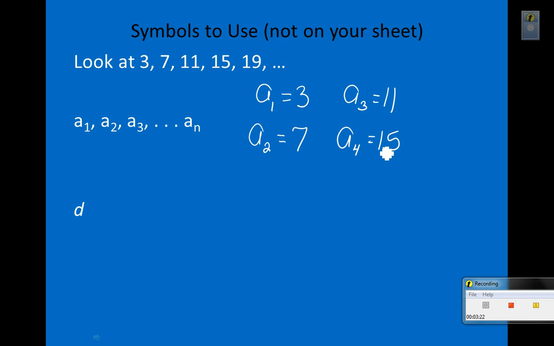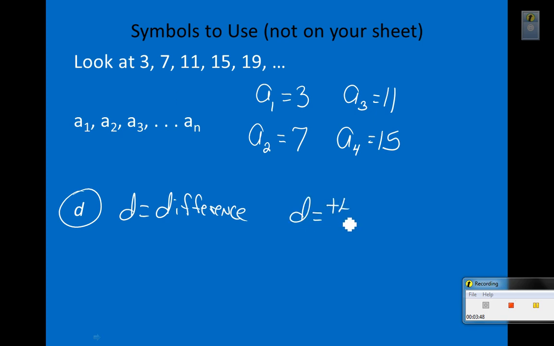Just notation. I will introduce D to you today. D stands for difference. And what we mean by that is what are we adding or subtracting every time to go from term to term. In this case, my D value is positive 4 because we're adding 4 every time.